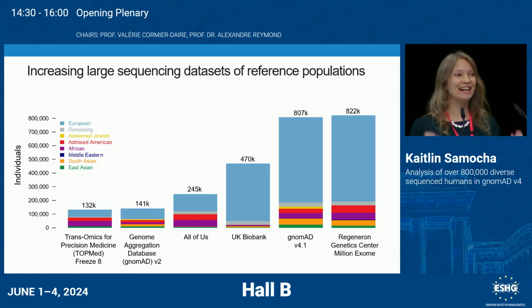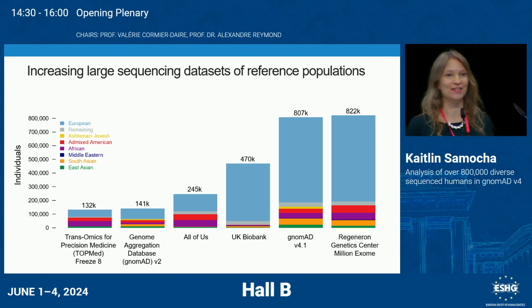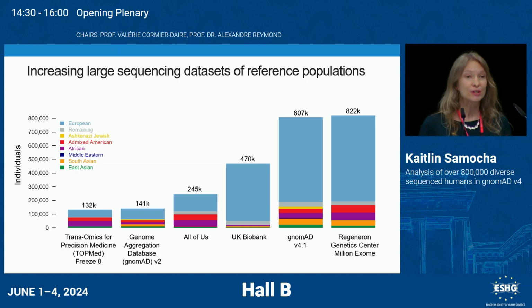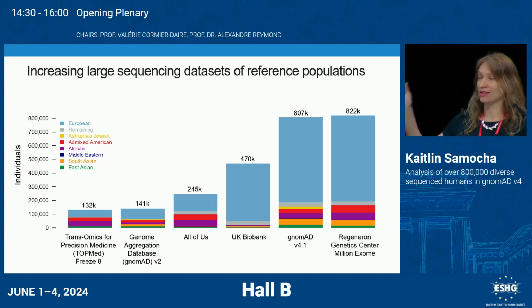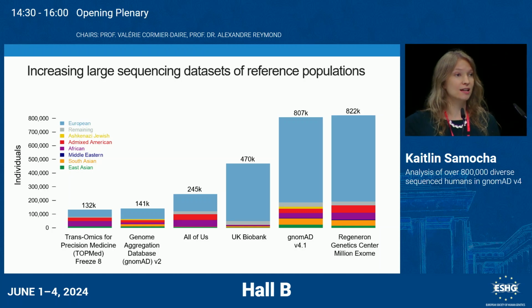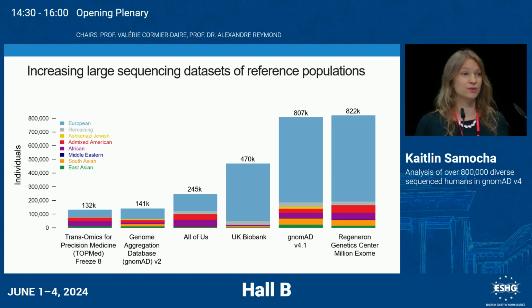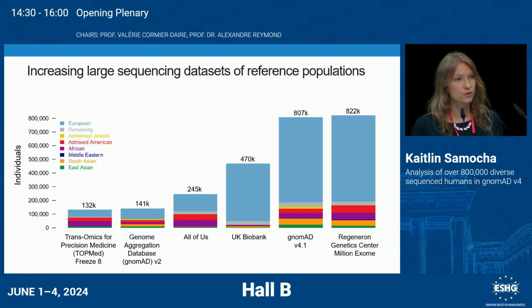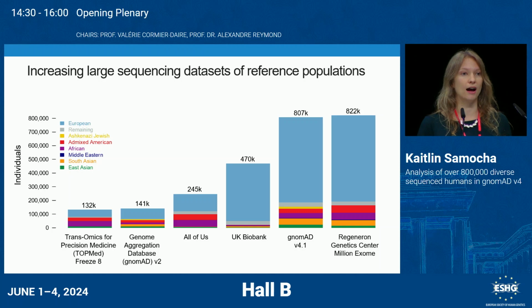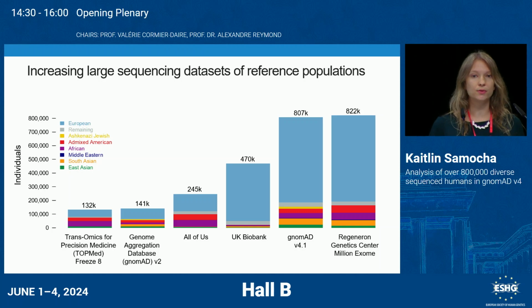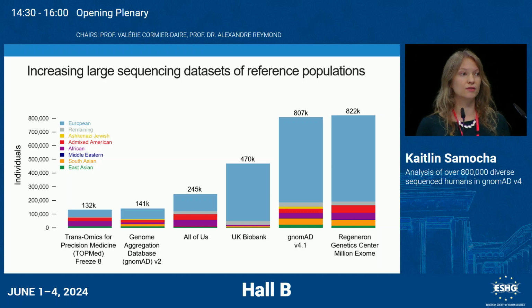So this is an excellent time to be a human genomicist, and that's because there are increasingly large collections of sequencing data available for reference populations online. I usually show this plot with many more data sets on it from a while ago, but I've had to restrict it to those data sets that have over 100,000 sequenced individuals, and this is a mix of genomes and exomes. But you can see we're up to almost 1 million exomes or genomes being publicly available.